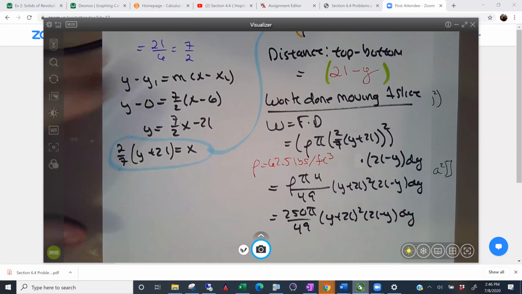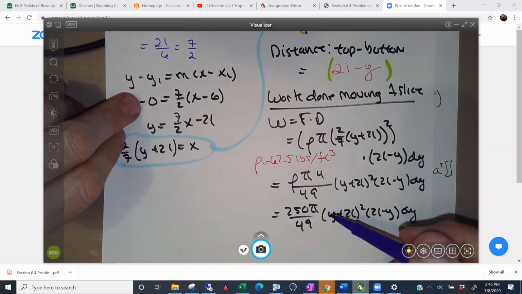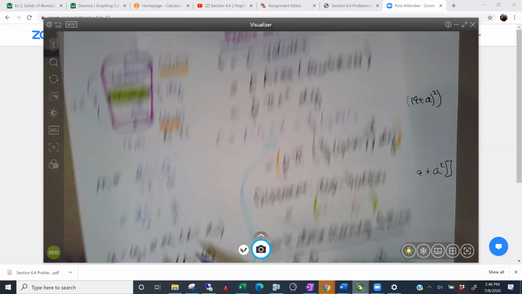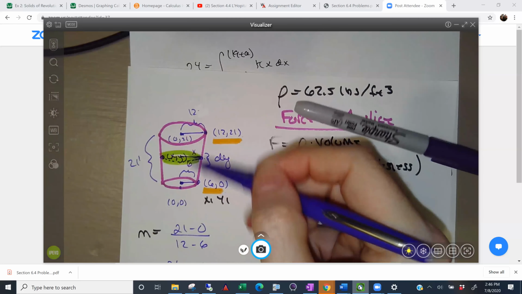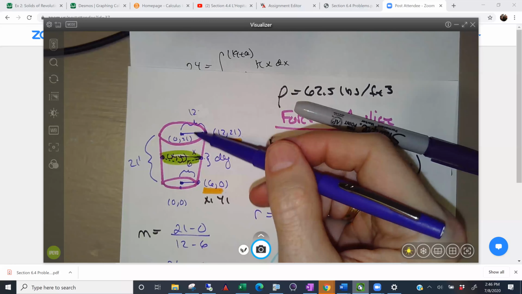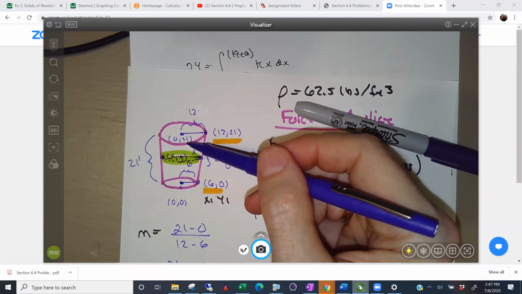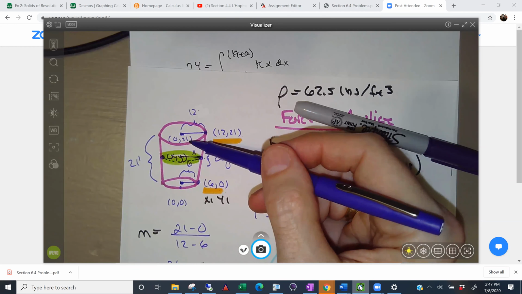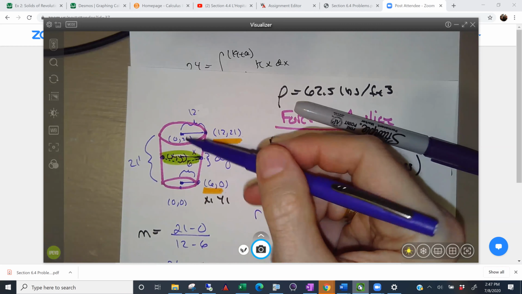All right. Now, these slices can be taken anywhere in this region. So in order to find the total work done in emptying this by pumping it out the top here, we're going to have to integrate from 0 all the way up to 21.